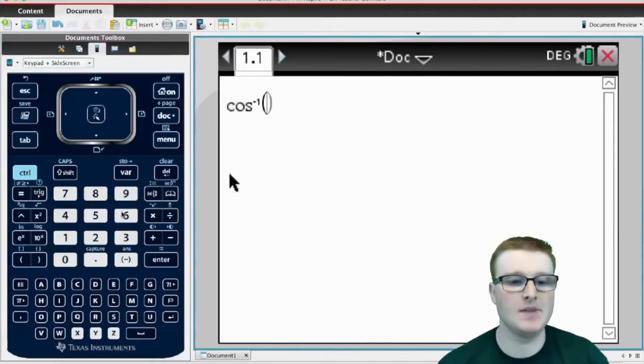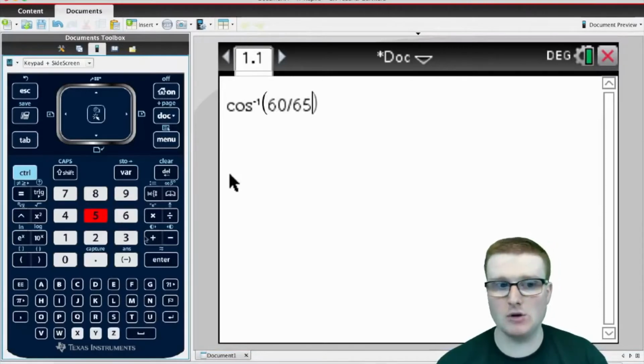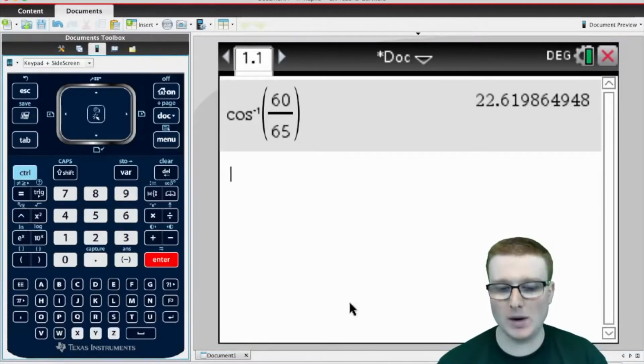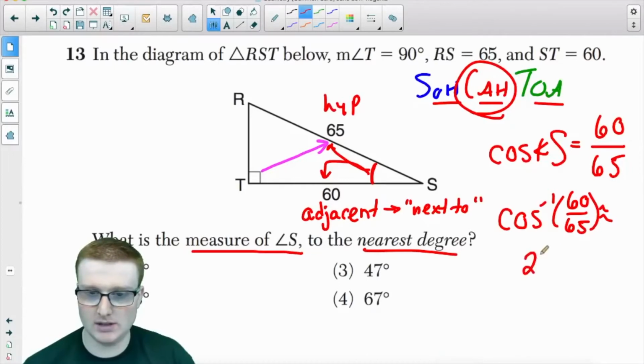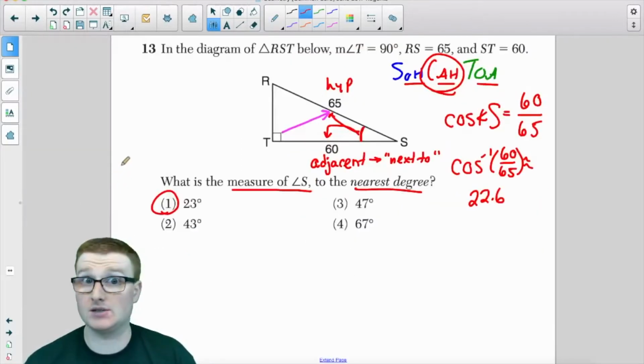The cosine inverse of 60 over 65. Make sure your calculator is in degree mode, by the way, and you get 22.6. So we get 22.6. Rounded to the nearest degree, you get 23 degrees. 5 or more up the score, 4 or less, let it rest. 0.6 rounds it up to 23 degrees. Your answer is choice 1.